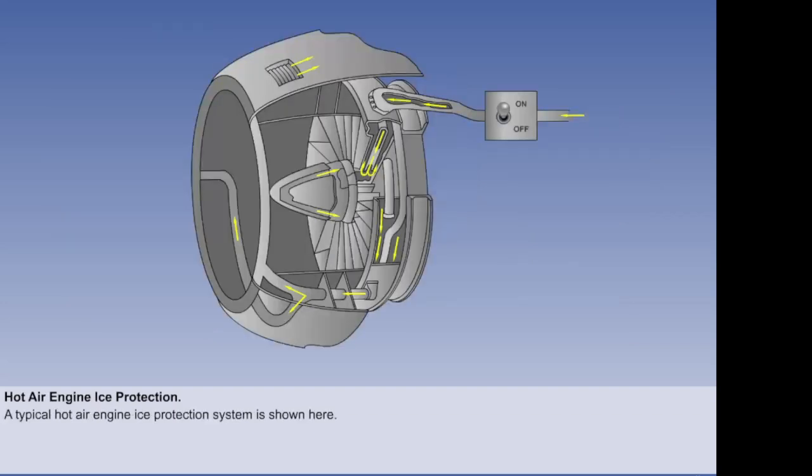A typical hot air engine ice protection system is shown here. The air is tapped from the compressor at a suitable point.